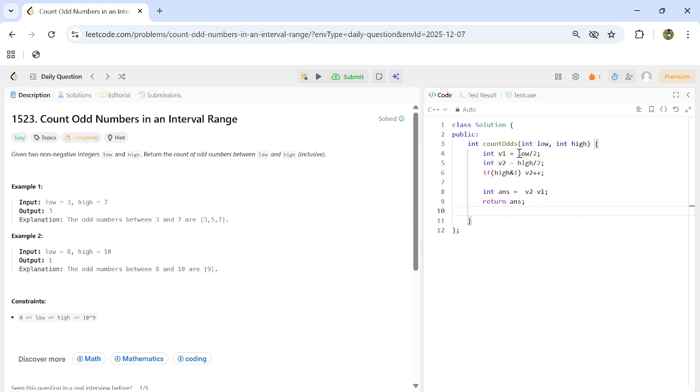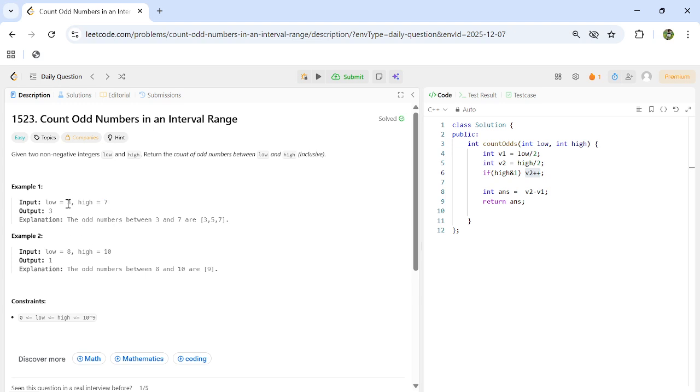Initially for low, I will do low by 2. Why? Because up to low we have both even and odd numbers, so half are evens and half are odd, right? Similarly for high we will do high by 2 to get the odd numbers. Now, if high is odd, then I will do v2 plus plus. Why is it so?